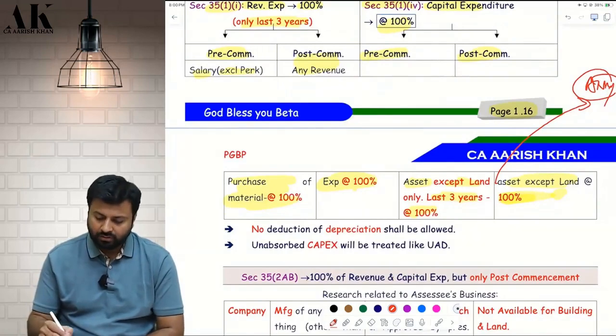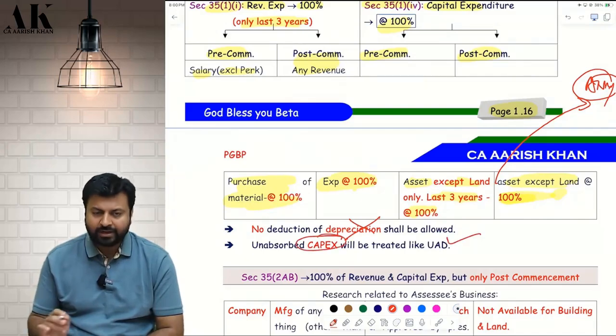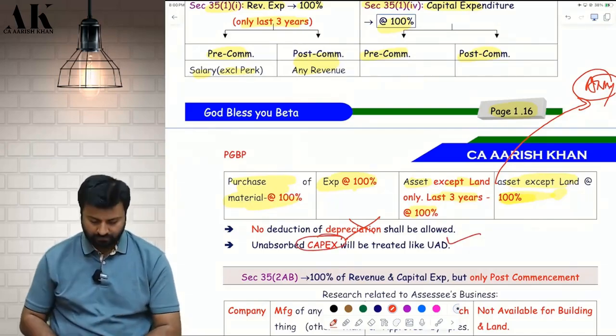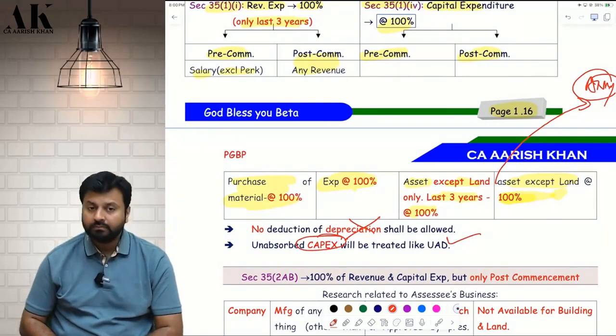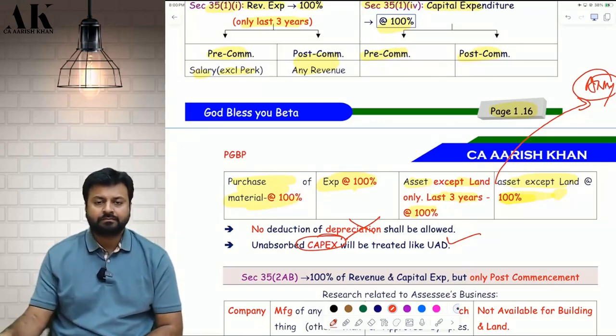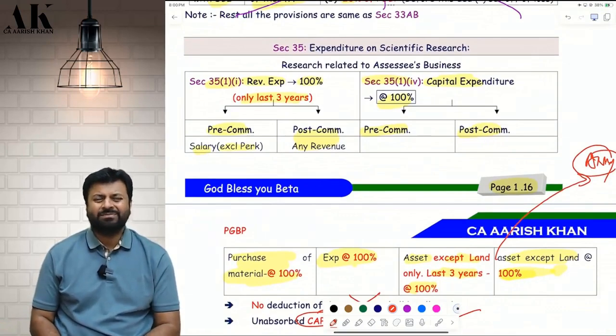Next, no deduction of depreciation and unabsorbed capital expenditure will be treated like what? Please tell me. Will be treated like UAD. Okay. Now, I would like to ask you one question. Very simple question. Tell me very fast.